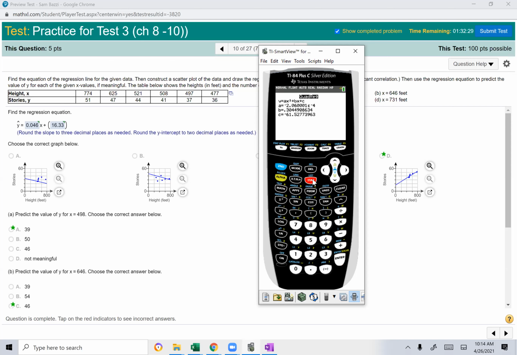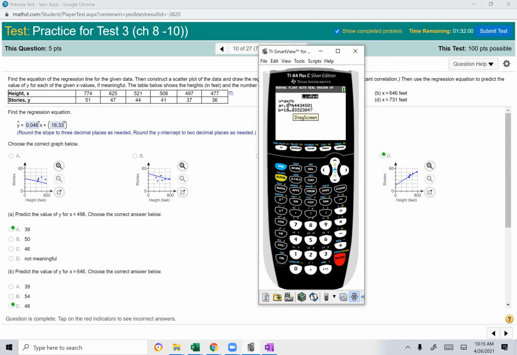Oops, we hit the wrong one. Sorry. Number 4. Now L1, L2, don't do anything here. Calculate. Okay, you can see it's a perfect match, guys. 0.046x. You see, A should go with X. It just follows the prompt.